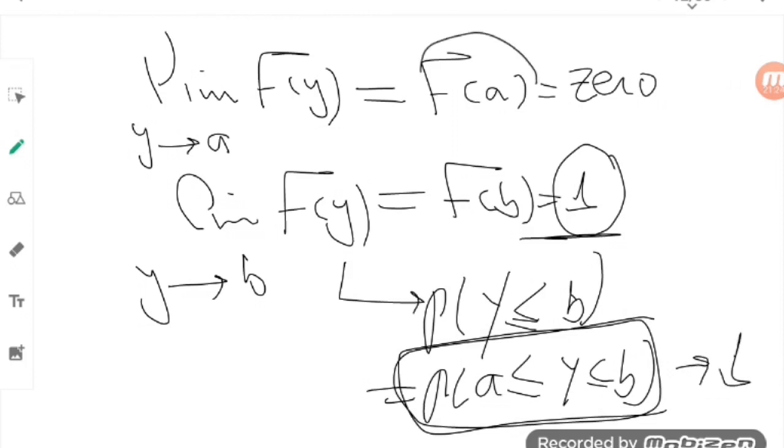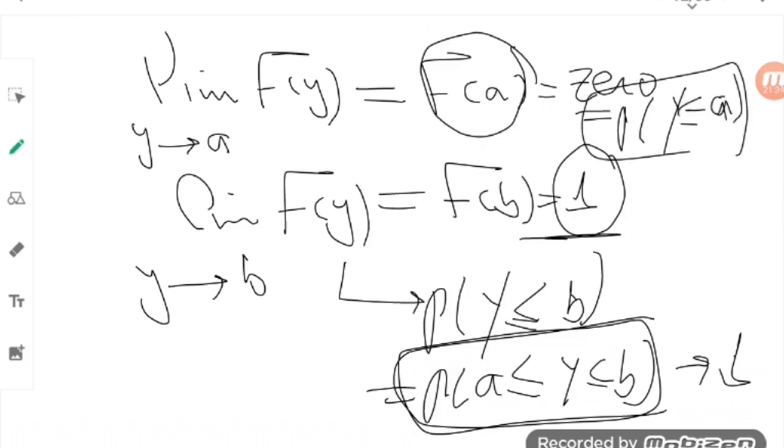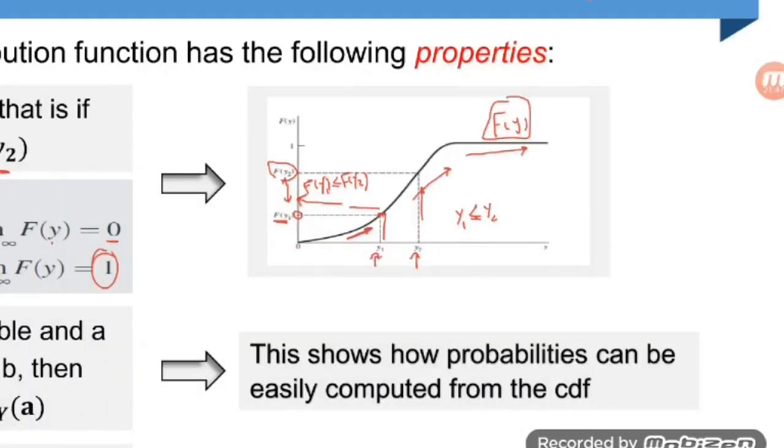While here, we are finding the probability that y is less than or equal to a. We are integrating to find this probability. We are integrating over 0 because the PDF is not defined, so this equals 0. I wish this is clear and understood. That's why in this graph we say when y tends to infinity, capital F of y approaches 1, while when y tends to negative infinity, capital F of y approaches 0.